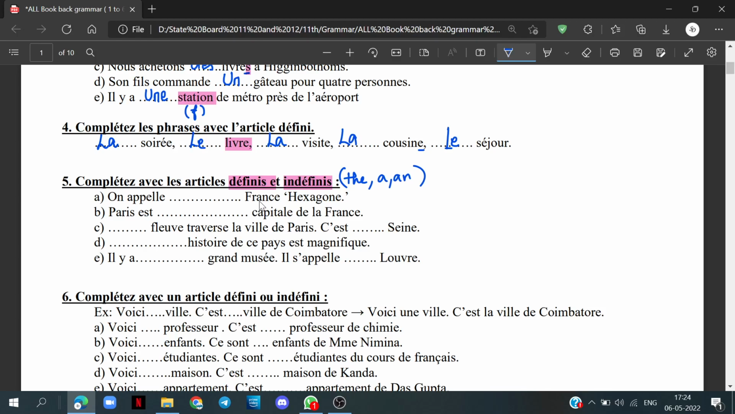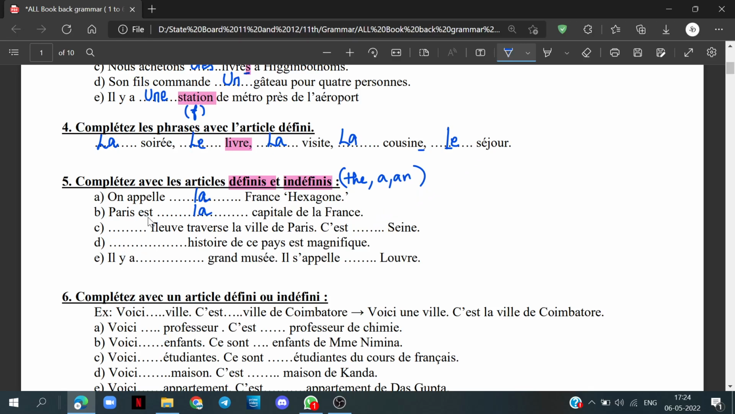France is a feminine country, and we don't say "a France," we say "the France." So la France. On appelle la France l'Hexagone. Paris est la capitale de la France, which should be correct. We say Paris is the capital. We don't say a capital. So Paris is the capital of France.